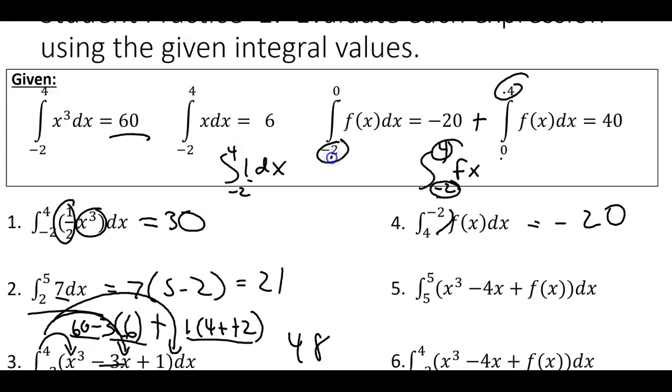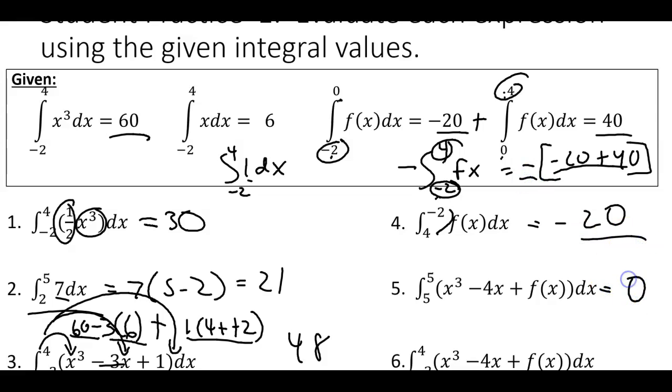If I go from -2 to 0 and then from 0 to 4, that's the same thing as going from -2 all the way up to 4. So basically, we have a negative on the outside because we flipped the integral, and then you're going to put these two integrals together. So the inside of the parentheses would make +20, but the negative on the outside makes it negative. Number 5 is just 0, no math needed.